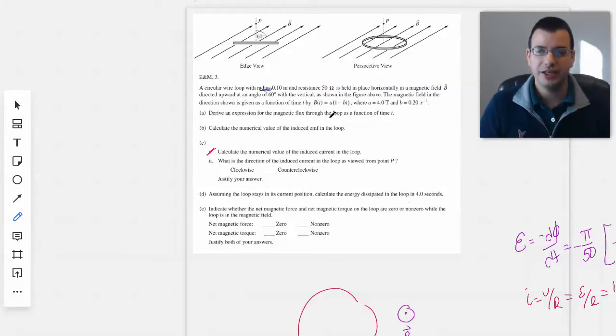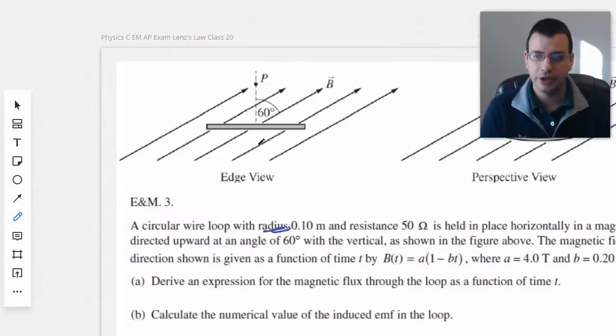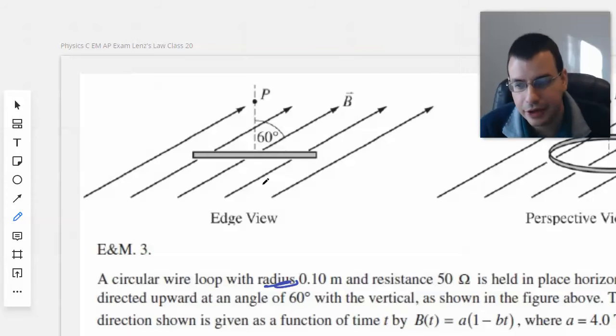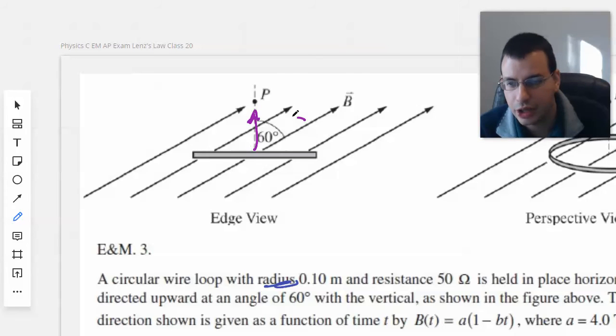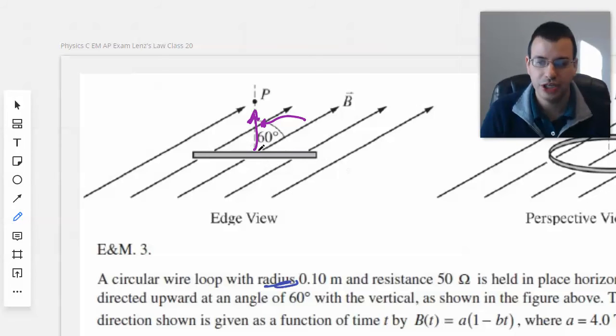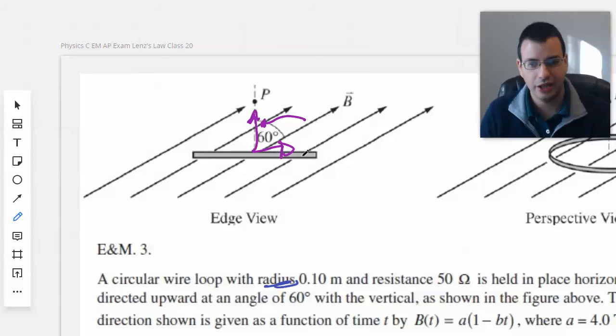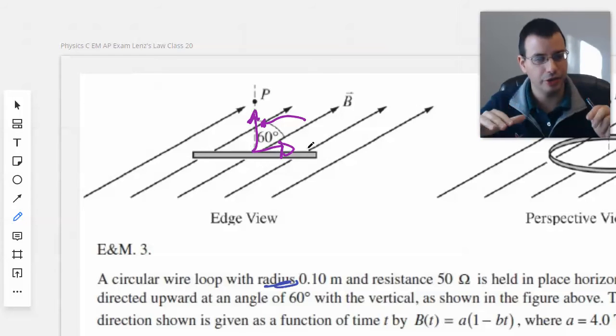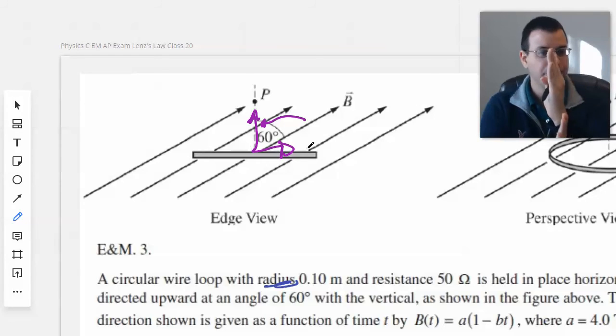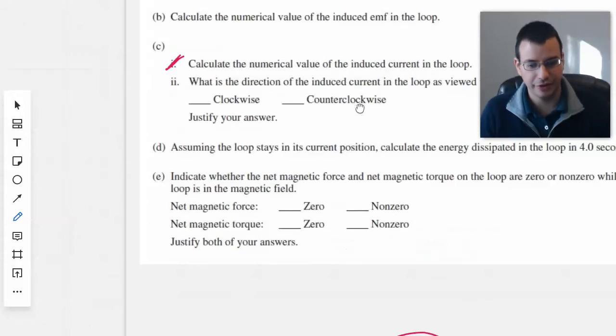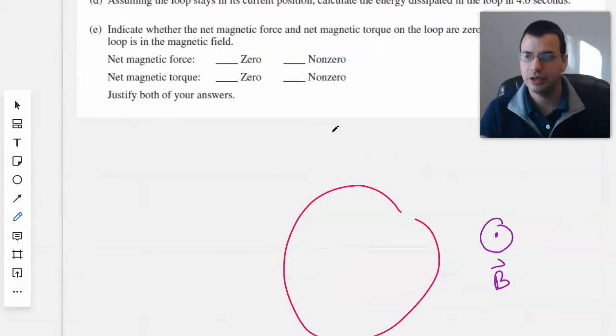So the idea with a dot product is you are projecting this vector down here. And so we can decompose this vector B into a part that's parallel with the loop and a part that's perpendicular to the loop. And then we just ignore this portion. So I'm just going to draw the part of the magnetic field that's coming straight at us.